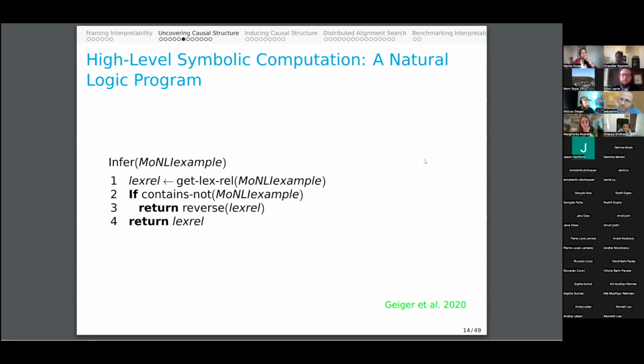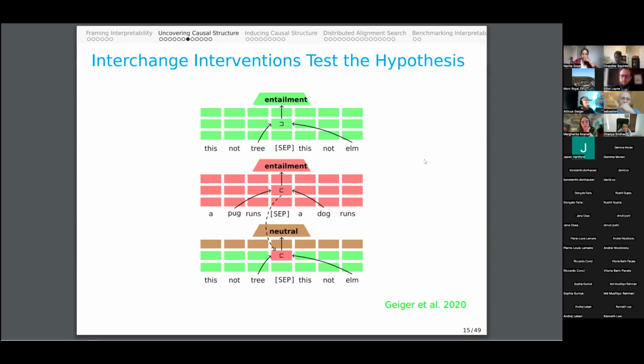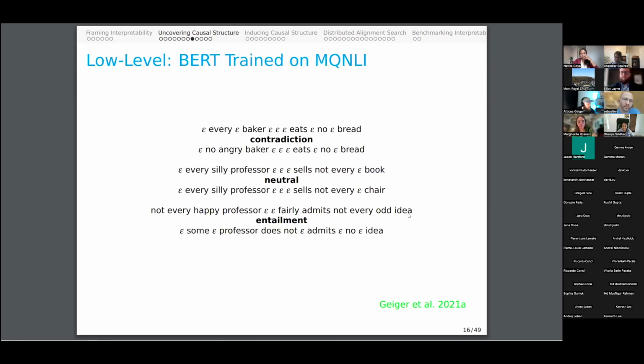This is the very simple program you could think was solving this, because negation flips lexical entailment. I won't explain that. This is what the interchange intervention looks like in this natural language setting, where elm entails tree, pug entails dog. The relationships are flipped, and then you do an intervention that replaces this reverse entailment relation with a forward entailment relation, and this should flip the label. Again, I won't go into the details. You can read the paper if you're interested.